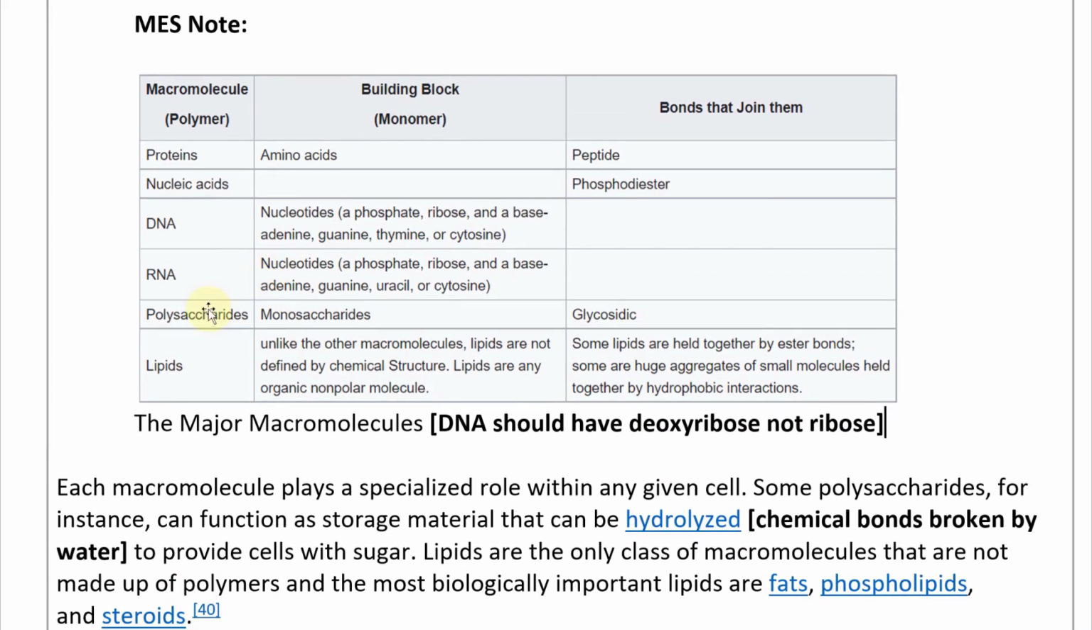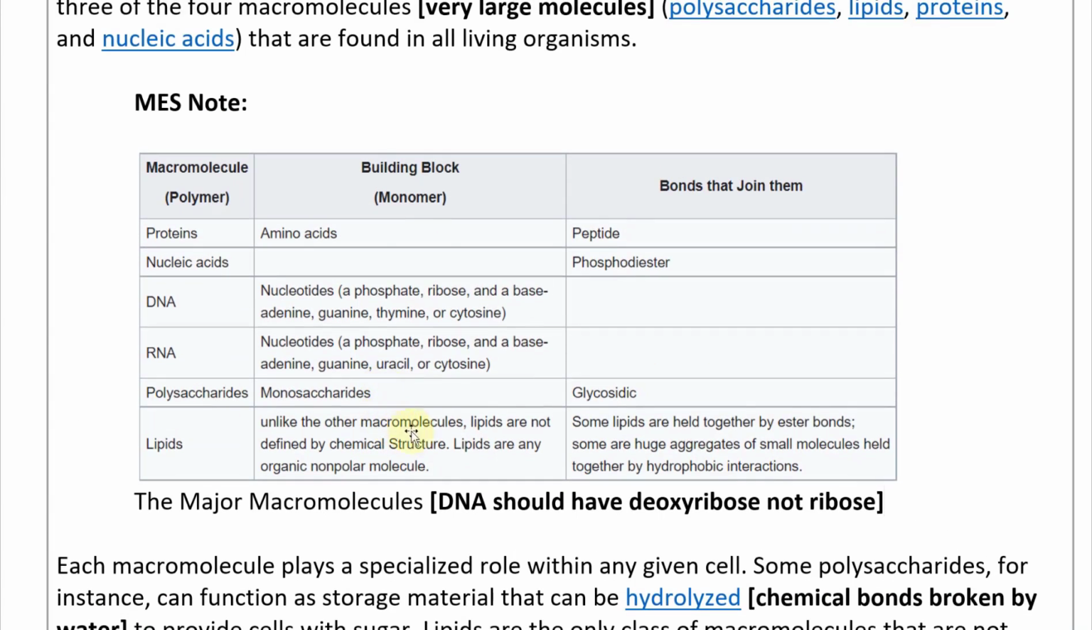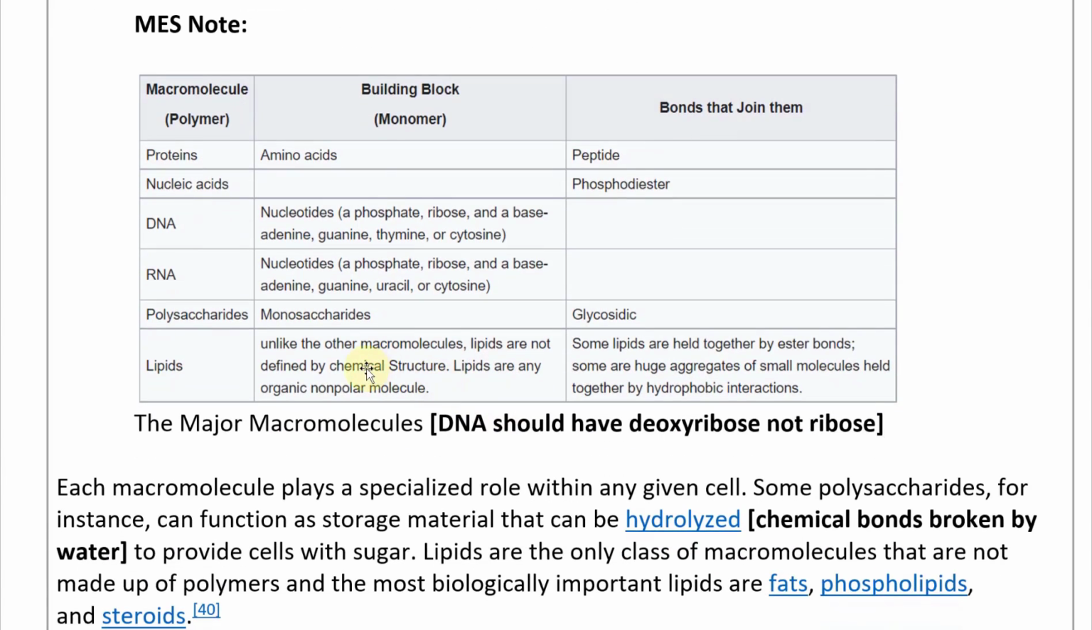And then going further, polysaccharides, or just carbohydrates. The building block, the monomer, is a monosaccharide, and the bonds that join them are glycosidic bonds. And then lipids, they're unlike the other macromolecules. Lipids are not defined by chemical structure. Lipids are any organic nonpolar molecule, or a combination of them, nonpolar like oil and so on.